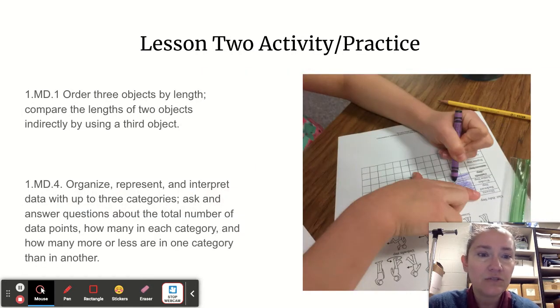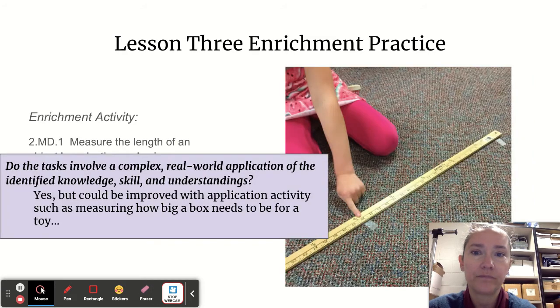For the lesson 2, they filled out these little bar graphs, and that went really well. It provided great discussion on why everyone's weren't the same length, why some people filled in 2 or 3 squares and some people filled in 4 squares.